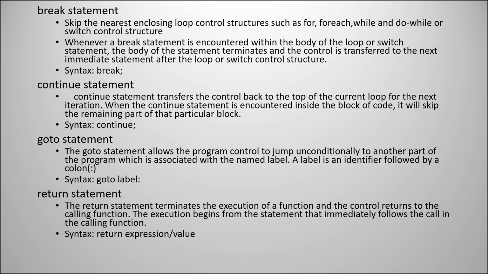So label is an identifier followed by a colon. It is a must in a go to statement. Return, the return statement terminates the execution of a function and the control returns to the calling function. The execution begins from the statement which immediately follows the call in the calling function.